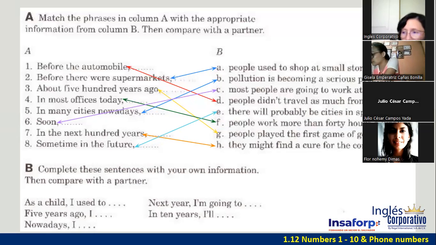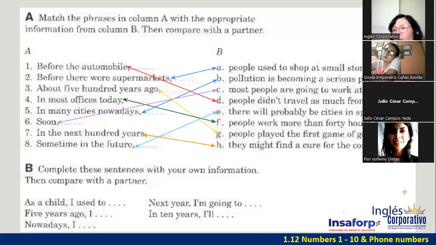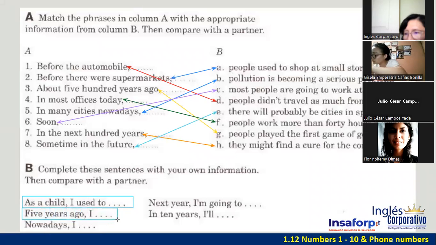Van a crear las de ustedes, okay? Voy a borrar acá. Ahora van a crear las de ustedes, chicos, okay? Van a completar acá abajo. Dice, complete these sentences with your own information, then compare with a partner, okay? So we have different expressions, okay? As a child, I used to. Five years ago, I. Nowadays, I. Next year, I'm going to, and in 10 years, I'll, okay?